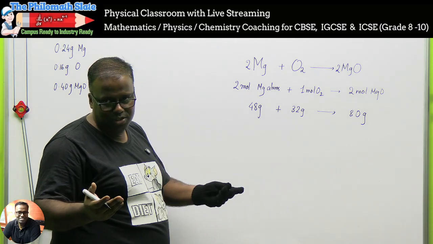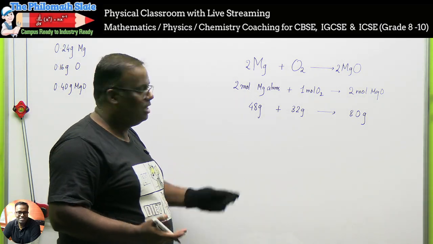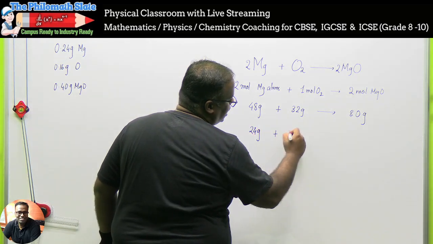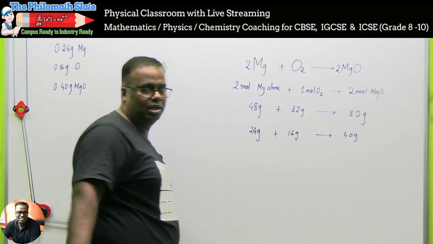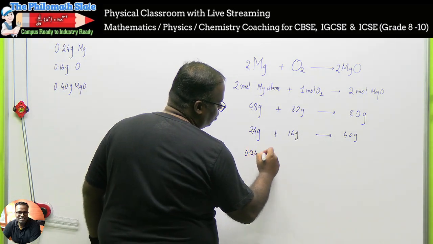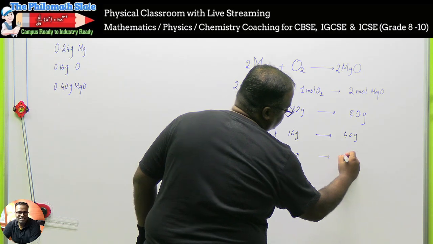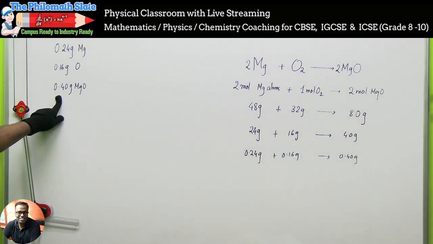Can we go for some reduction in numbers now? Let's divide it by 2. 24 grams will react with 16 grams to produce 40 grams. Agreed? Let's divide it by 100. 0.24 grams will react with 0.16 grams to give you 0.40 grams. Is this not the same stuff that you are writing? You don't need this if you know this.